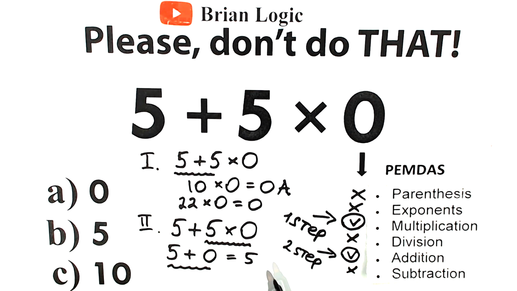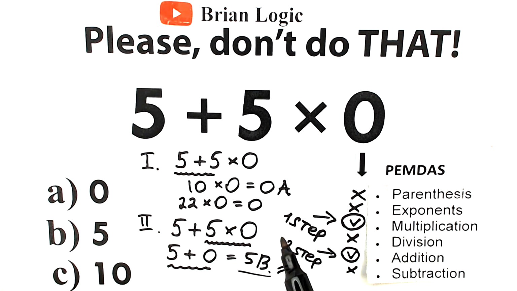We have two interpretations, this one and this one. Of course, right here we have option B, right here we have option A, but what is the correct answer, B or A? A lot of students discuss about it, a lot of students arguing about the correct answer, and here's my answer to your question. Of course, correct answer is 5, because we solved it according to a correct order of operation.